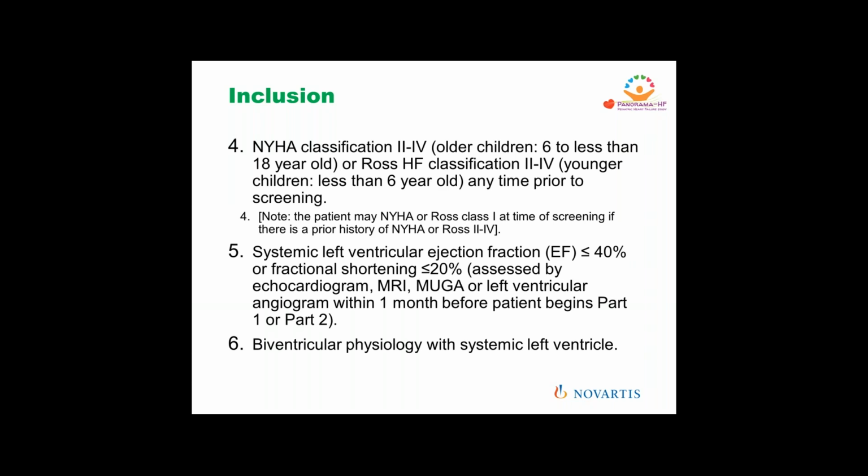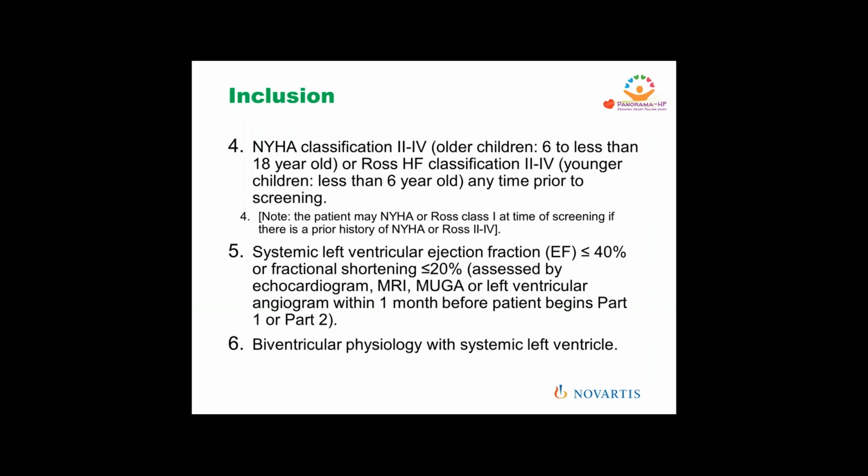They have had to have had symptoms in the past at any time. If they're older children, they have to be New York Heart Association class 2 to 4. If they're younger children, there's a Ross heart failure classification that we use, but they don't have to be symptomatic at the time of enrollment, but they have had to have symptoms in the past. In addition, they have to have a decreased systemic left ventricular ejection fraction, measured by echo.